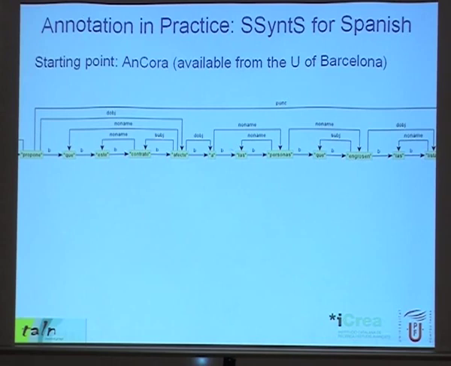So what we did is start from the Ankara corpus. Ankara is joint work, not only by the University of Barcelona but also the Polytechnical University. I think the first version of Ankara was a contribution to one of the first CoNLL challenges, and basically they followed the same approach as the dependency version of the Penn Treebank.